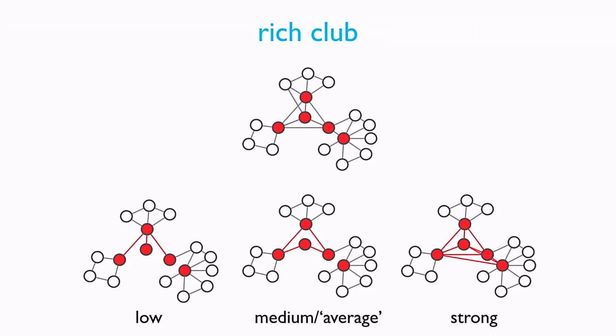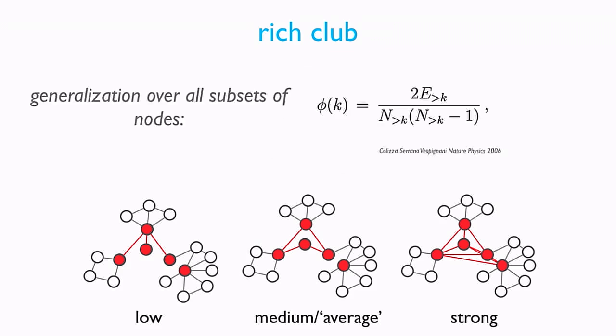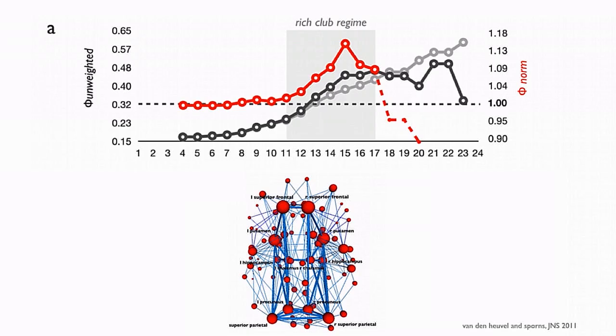And this is very elegantly captured by a formalization of this concept by Colizza and colleagues, in which they simply said, for all levels of degree in the network, we count the number of edges present between the subset of nodes that have this level of degree, and divide it by the total possible connections that this subset of nodes could display. One can do that for every level of degree. So you get this type of figure in which on the x-axis you have the different levels of degree, and on the y-axis the level of connectivity shared between those subsets of nodes.